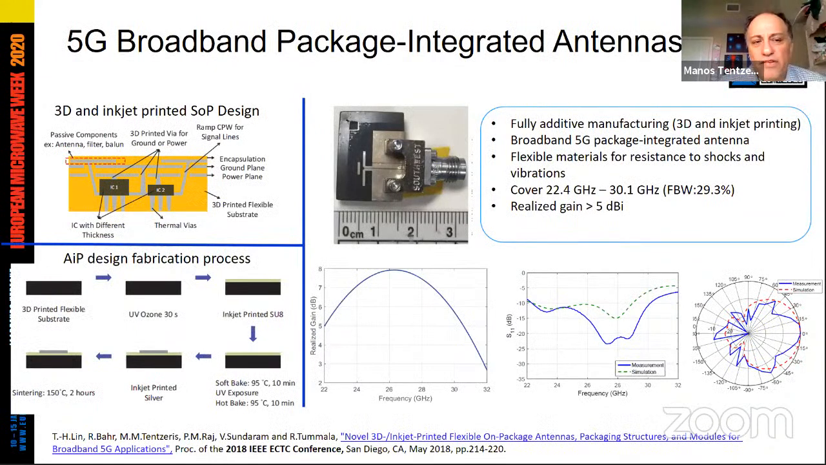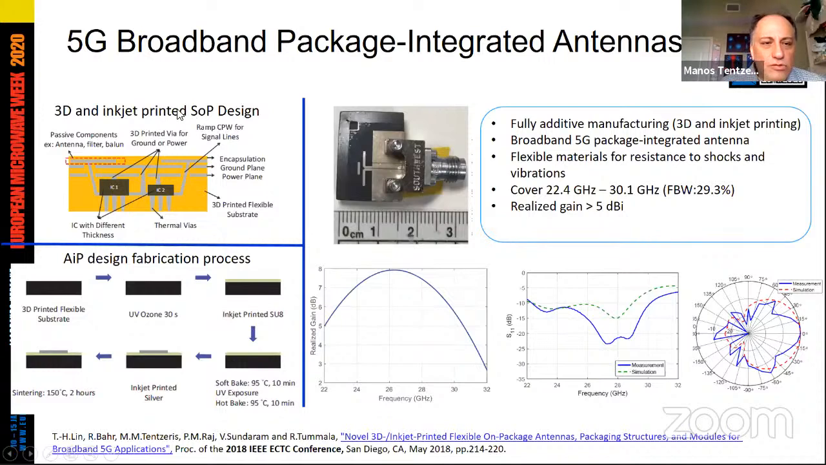Here you see one example of 5G broadband package integrated antennas, a fabricated prototype of antennas covering 30% fractional bandwidth, 22 to 30 gigahertz. There are antennas covering all the way up to 22 to 40 gigahertz. I could send you more information.